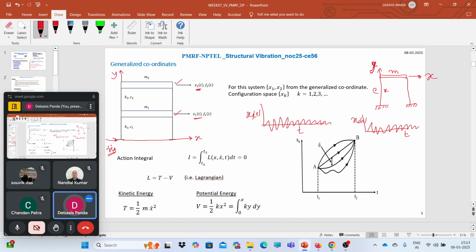We will have this kind of responses. So this space is called the configuration space. And also we have seen which kind of system we can define as a holonomic system, if the constraint condition is associated with only the x and y coordinates in Cartesian, obviously. Then this kind of system we call holonomic systems.